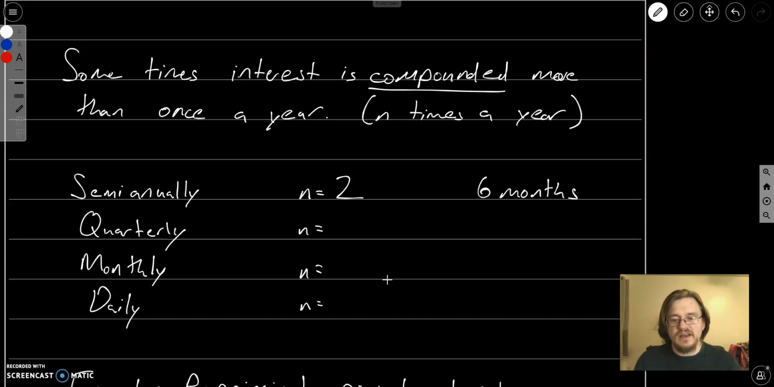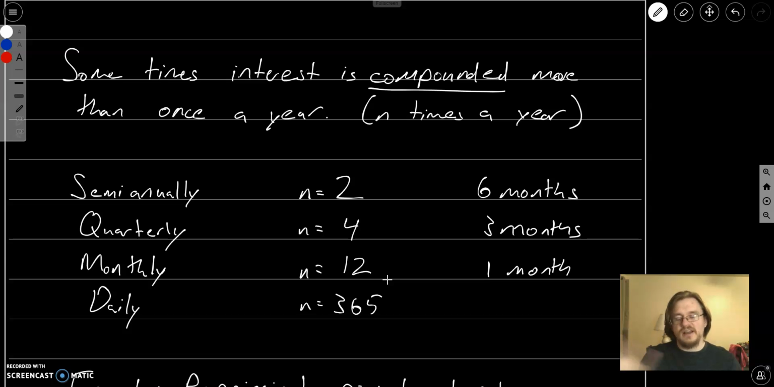If we go quarterly, 4 times a year, that means every 3 months our interest is added back to the principal, or monthly, so 12 times a year, our interest is added back, or even daily, so 365 days a year, not including leap years, which just get confusing.